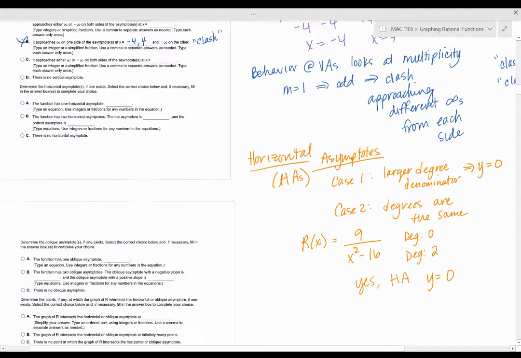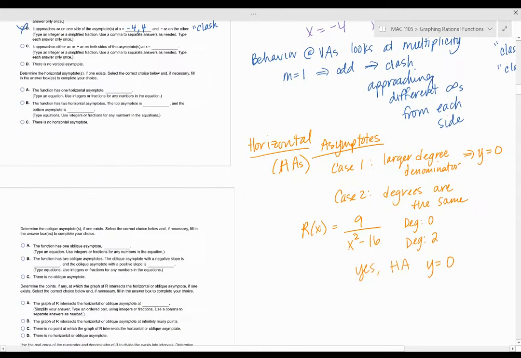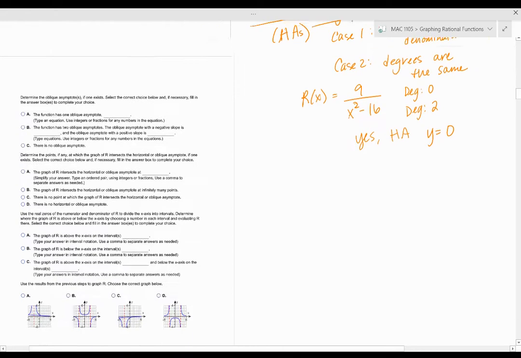Okay, so let's go to our answer choices. A says the function has 1 horizontal asymptote, B says the function has 2 horizontal asymptotes, and C says that there's no horizontal asymptote. Well, we just found that there's one, and it's at y equals 0. So make sure you write an equation because the prompt tells you to write an equation. All right, moving along.